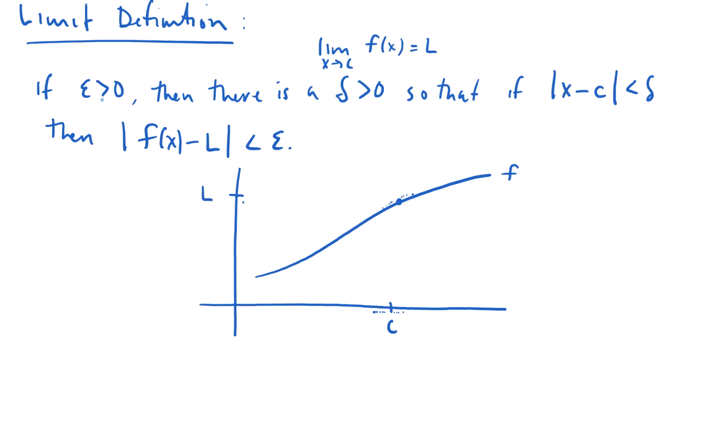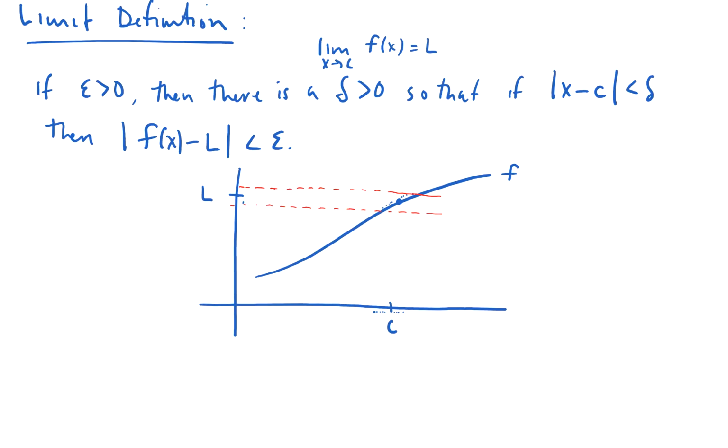Epsilon is some small number, and I'm going to get some different colors going. So epsilon is some number bigger than 0. So epsilon is this band that goes around L. Because remember, the distance between f of x and L is less than epsilon, so that could be plus or minus epsilon. So that's this distance up and down from L.